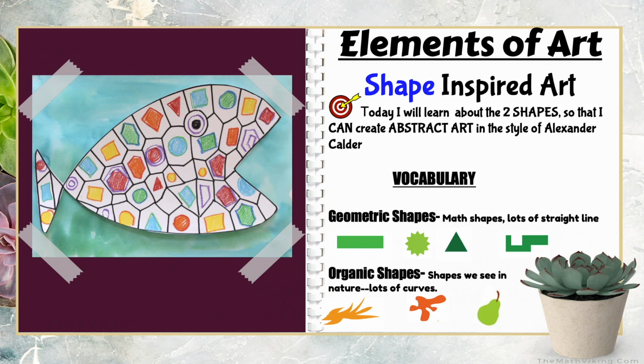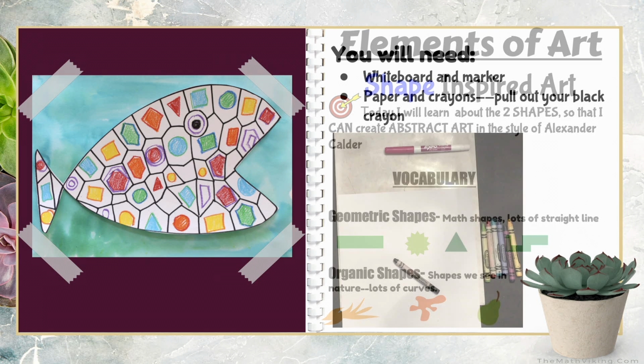Wildcats, Mrs. Bowden here, and today we're going to look at another element of art, shape. Our goal today is that we will learn about the two kinds of shapes so that we can create abstract art in the style of Alexander Calder.